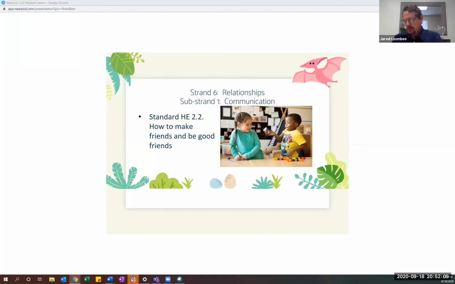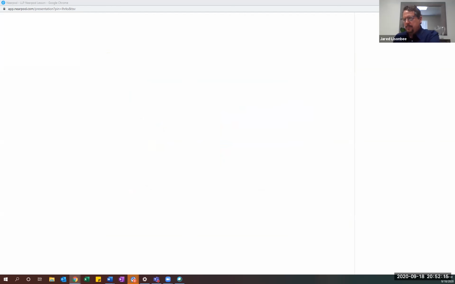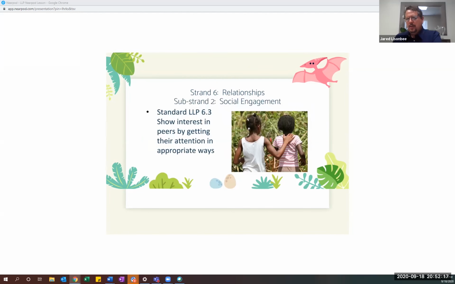I think this is another duplicate from health education. So let's go ahead and move on. Okay, 6.3, show interest in peers by getting their attention in appropriate ways. There's some specific things that can be done there. I'm going to make this fast so that you do have time for planning. So let's go ahead to the next one.